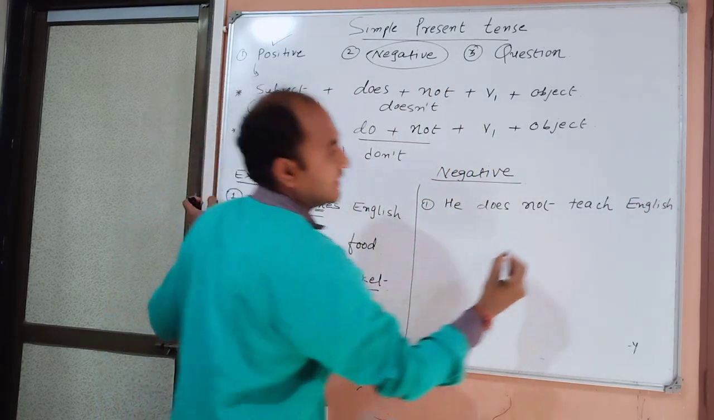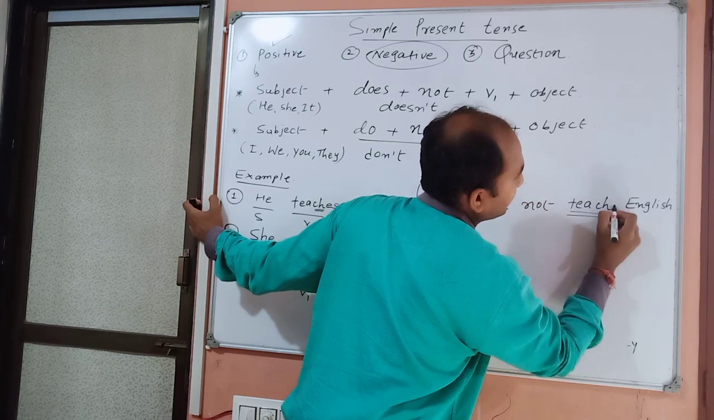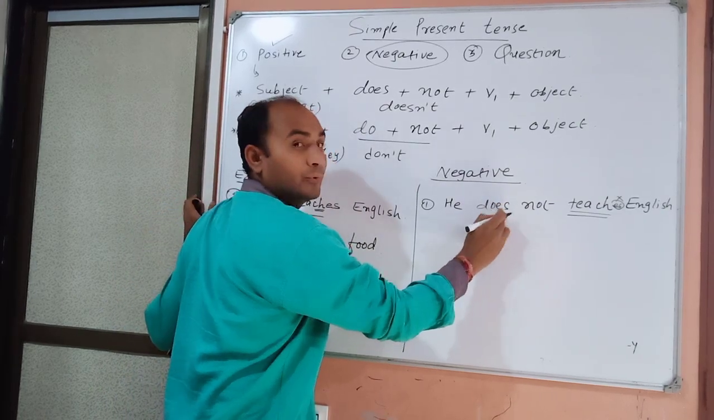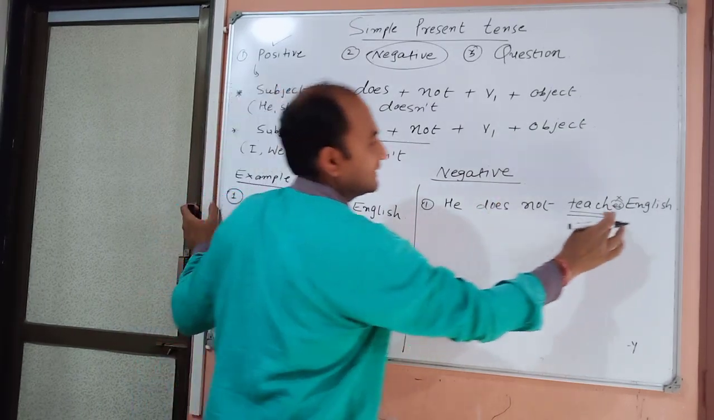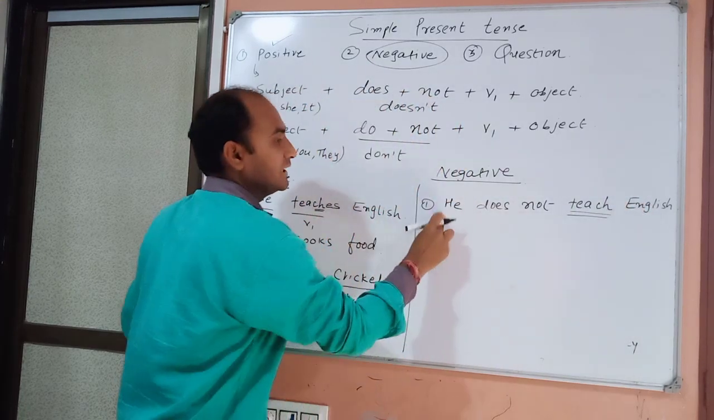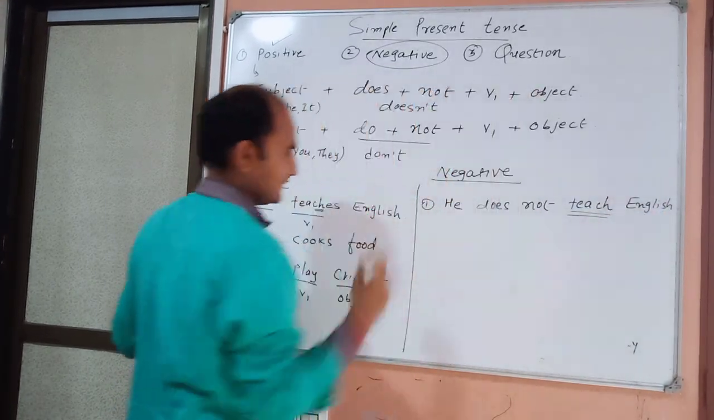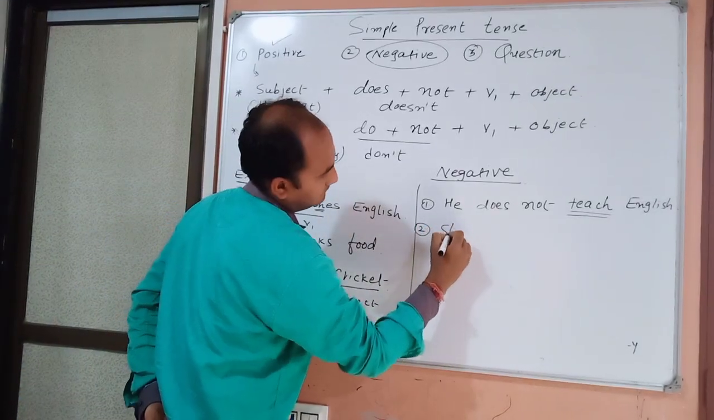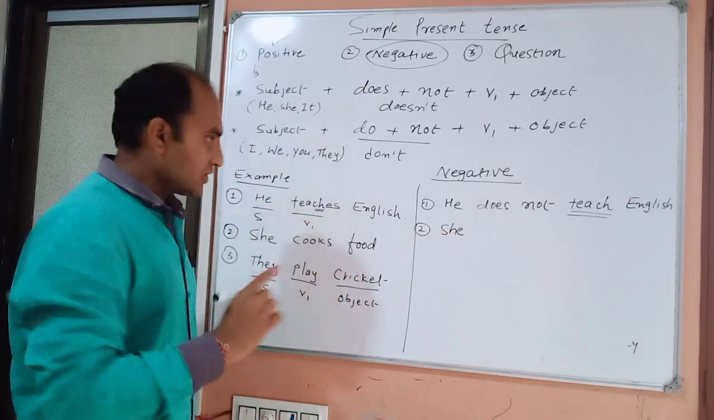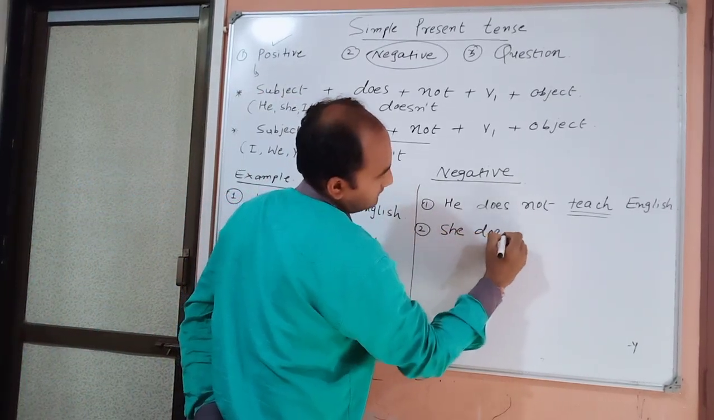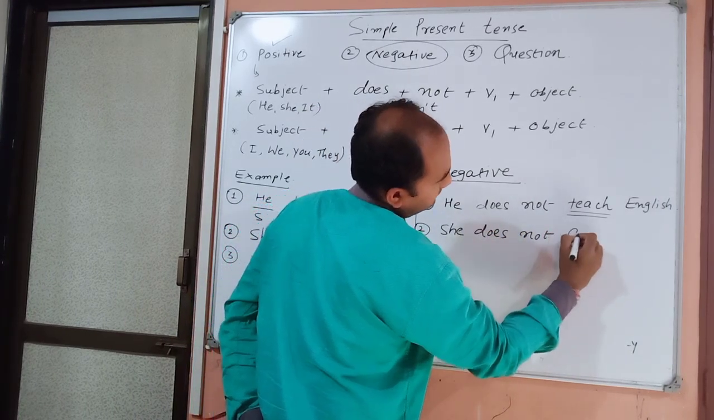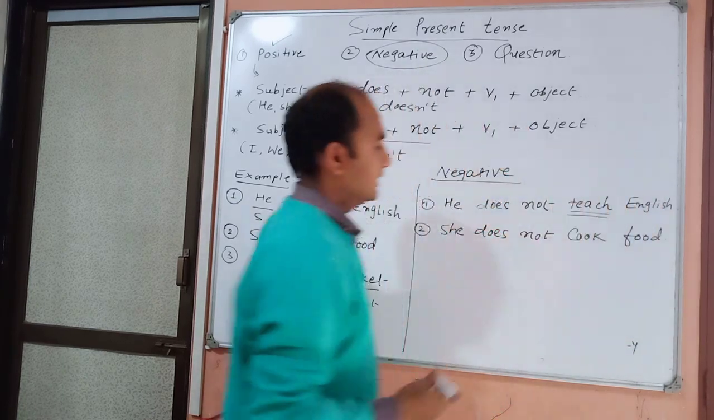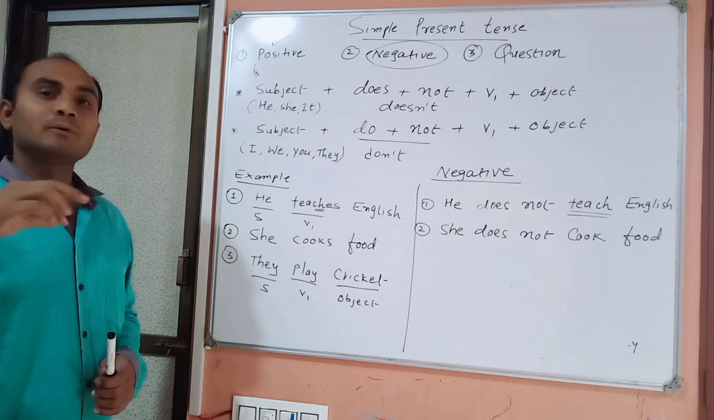Here you are observing that we are not using ES. Why? Because already we have put here does. That's why we have to remove it. He does not teach English. Number 2. She. It is a third person singular. So does will come. She does not cook food. She does not cook food.